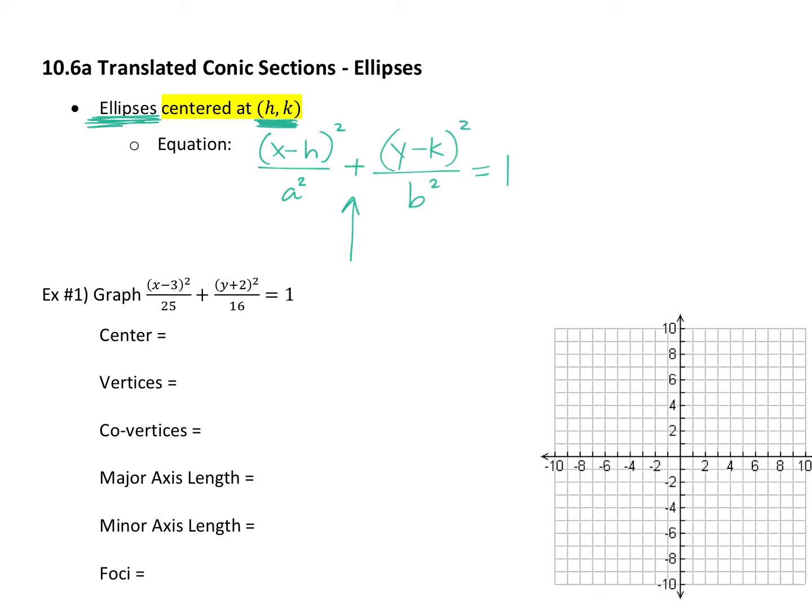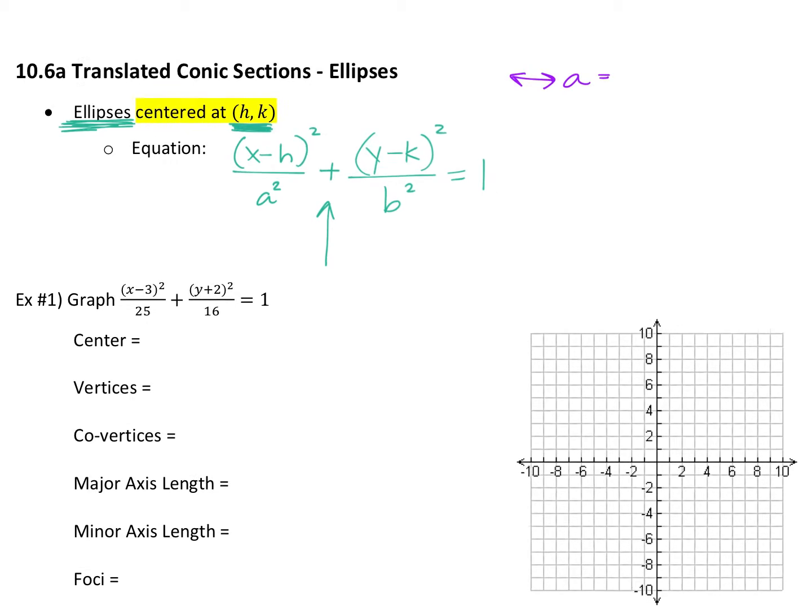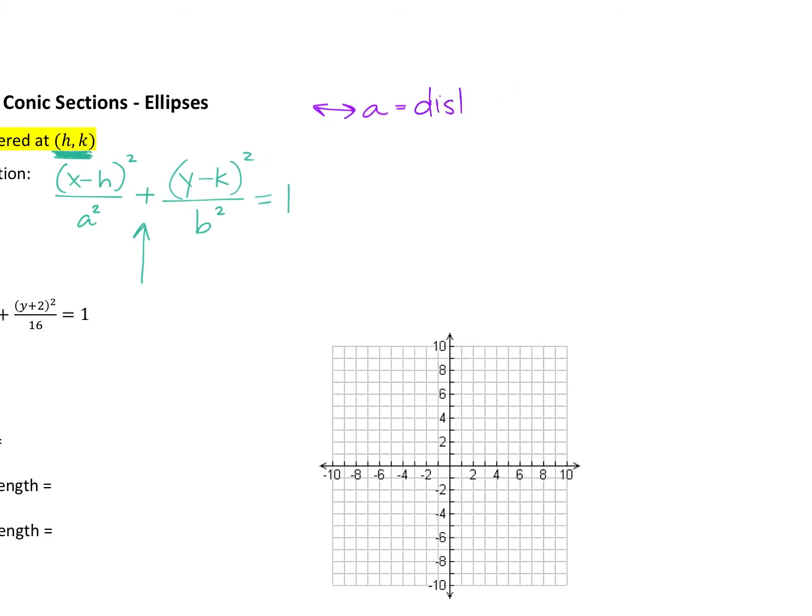Here's the deal. Your a value now is a little bit different. It's the same idea, but now that we're not at 0, 0 anymore, it's going to look a little different in the end. So your a value is how far you're moving left and right. This is your distance from the center, okay? Not the origin anymore. It's how far you moved left or right from the center of your ellipse. So whatever h and k were, it's how far you moved from there, okay?